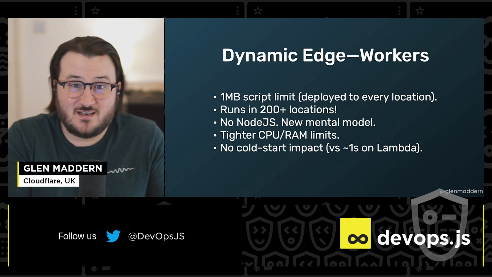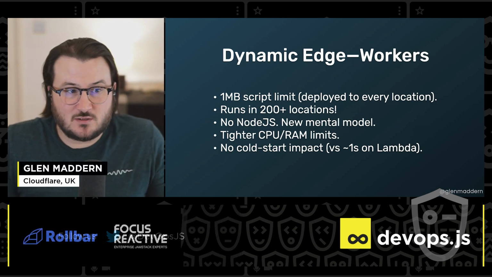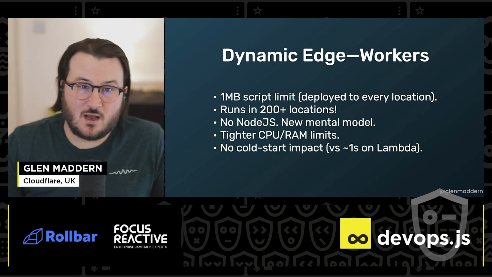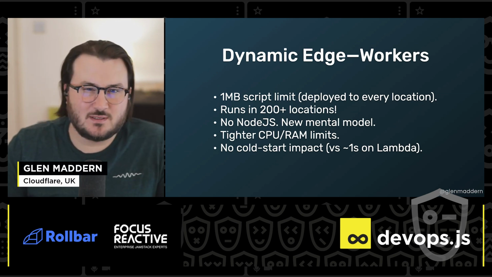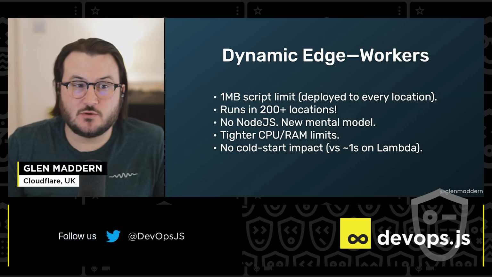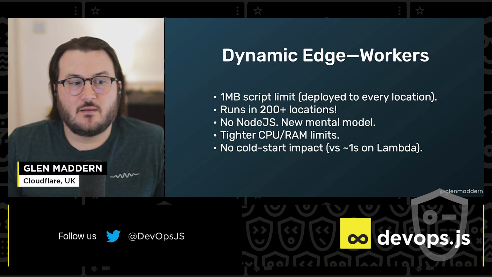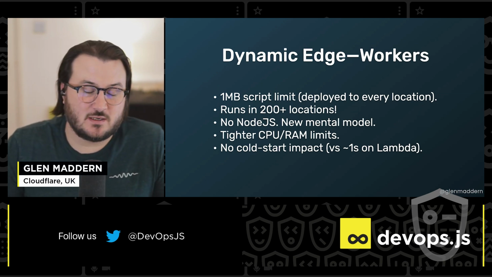But on the other hand, it is running in all 200 locations. It runs in a V8 container, not Node.js. So it's JavaScript, but you need a new mental model. And there are some tighter CPU and RAM limits, although for general purpose stuff, it should be okay. One of the exciting things is that there's no cold start impact because of this different architecture.